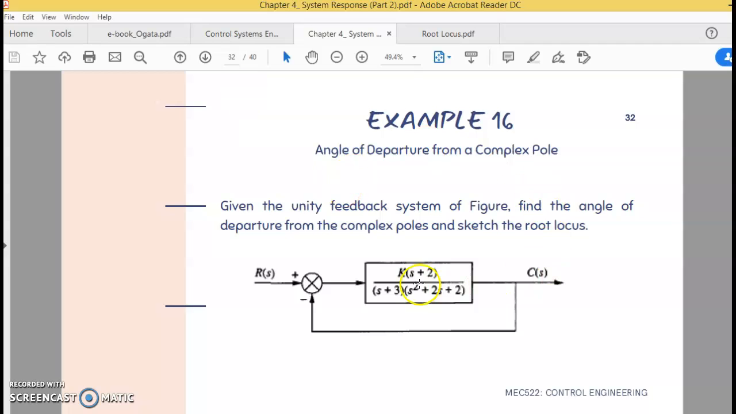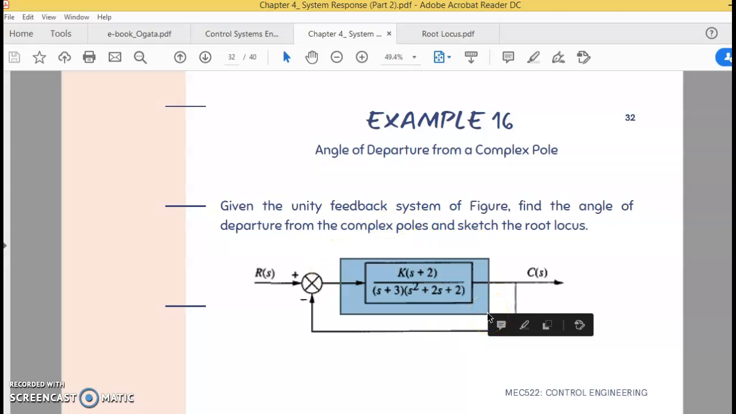Okay, the last rule in the root locus, kita ada angle of departure. Angle of departure is a focus on pole. Kita ada satu lagi, angle of arrival. Okay, this one for the zero. So kalau tengok, first kena dapatkan this one.